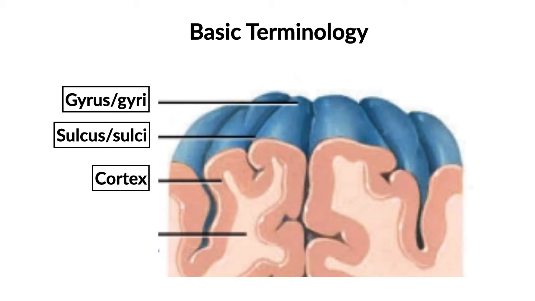The outer layer of the brain is called the cortex, or often referred to as the cortical layer or cortical matter, whereas the internal matter of the brain is called white matter.